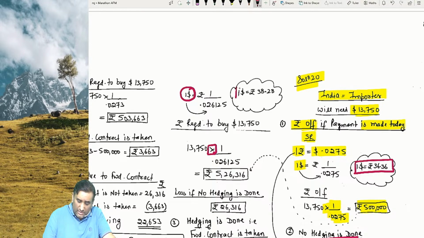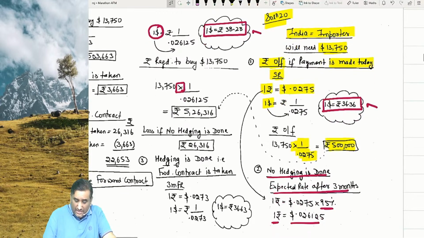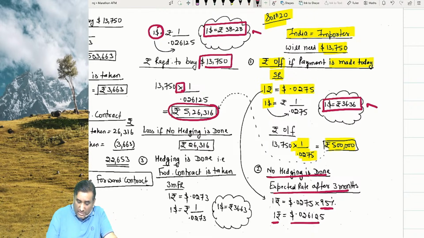If I do not take any action and the rupee actually declines by 5 percent, then the outflow happening at approximately 36.36 will start happening at 38.28. So for the same $13,750, my rupee outflow would be 5,26,316. It means if no hedging is done, I was paying 5 lakh in period 0, which will increase to 5,26,316. My loss would be 26,316.